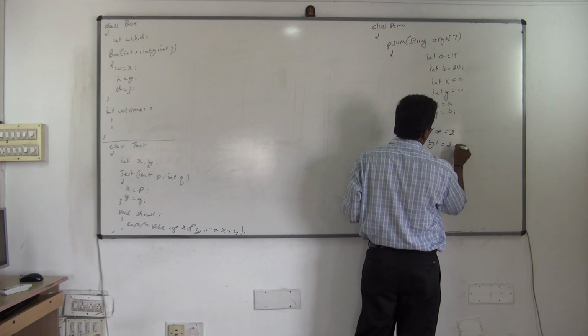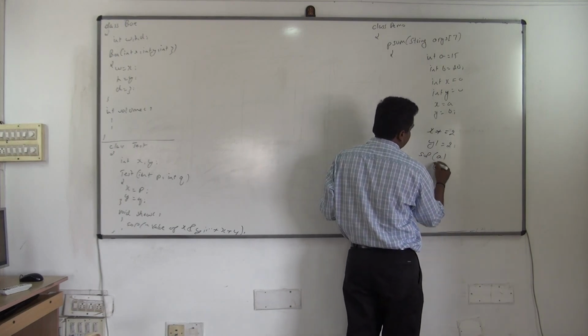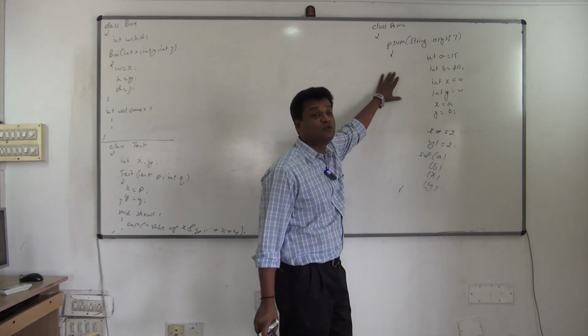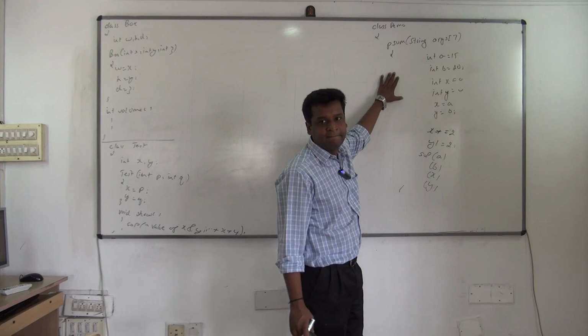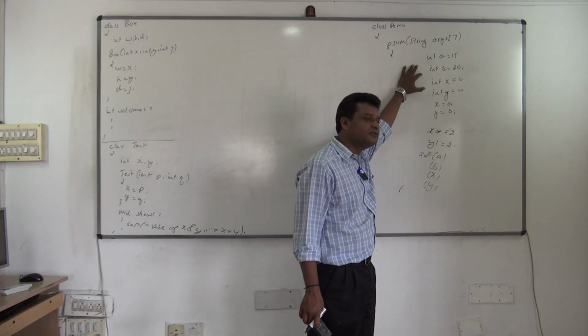Y divided by is equal to 2. Now SOP A, B, X, Y. What I have done here is, there are 4 variables in the same scope. Understand it technically. X and Y are in the same scope. A and B are also in the same scope.